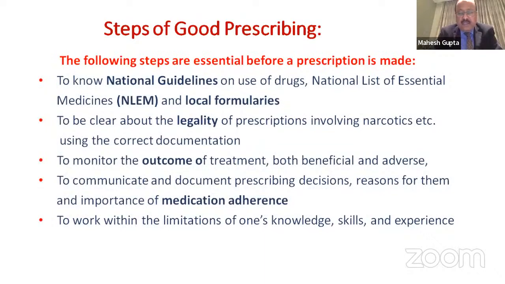The more things you need to know is the national guidelines on use of drugs. You must have a copy of the National List of Essential Medicines. As of now, we are still using the 2016 version, but I understand the 2022 version has already been made available. I really don't know whether it is already notified or not, but I think we are going to have a new essential list of medicines for our country this year, 22. All right. So we must be using most of the medicines from the NLEM. We should be clear about the legality of the prescriptions. We must monitor the outcome, whether it is beneficial or adverse, because we have to take care of both of these things. We have to communicate to the patients properly.